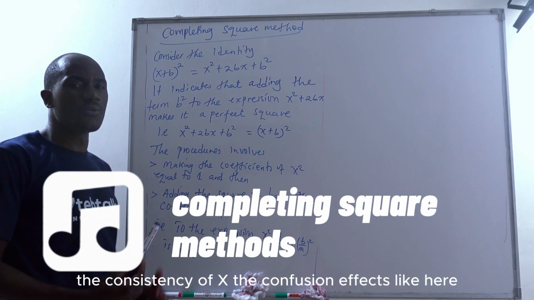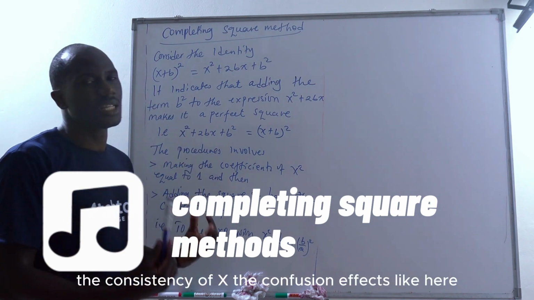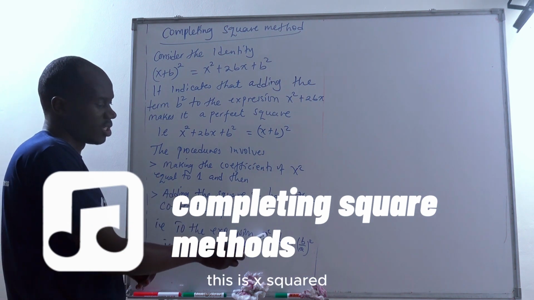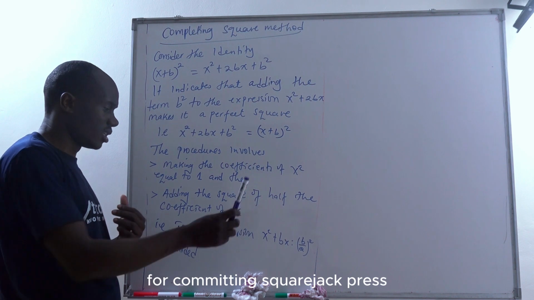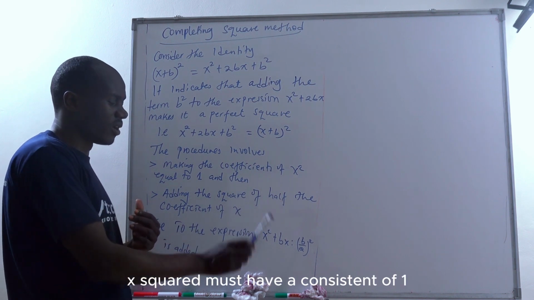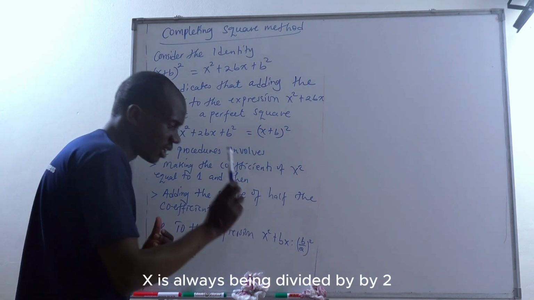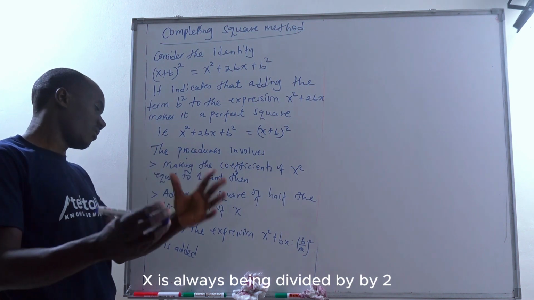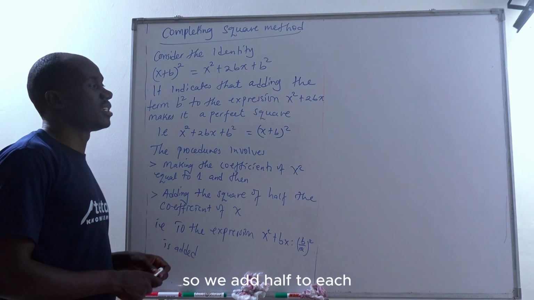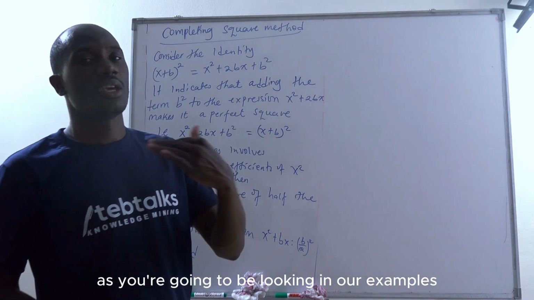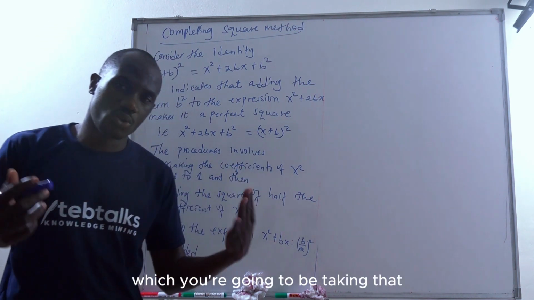Then from there, the coefficient of x. We've already said that for completing the square to take place, x squared must have a coefficient of 1. Then the coefficient of x is always divided by 2. So we add a half to it, as you're going to see in our examples.